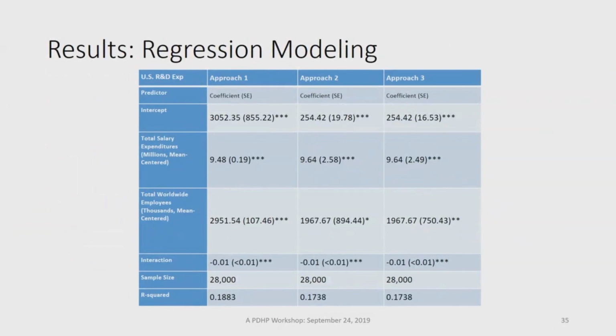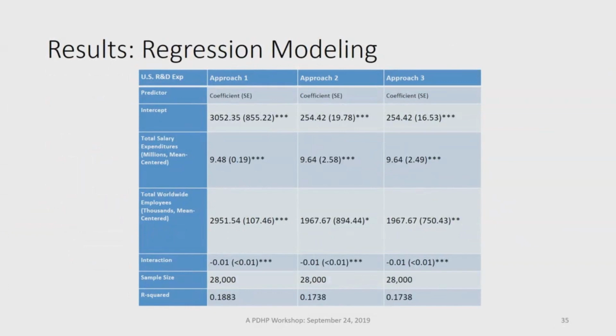Research and development expenditures were the outcome, and the predictors were salary expenditures, worldwide employees, and the interaction between those two. The intercept in this model relates to the descriptive stuff we were just looking at, right? The regression coefficients show not huge changes, but look at the coefficient for total worldwide employees. It changes in magnitude by 1,000 once you account for the weights. So coefficients might not be as heavily affected as descriptive estimates, but they can still be affected.